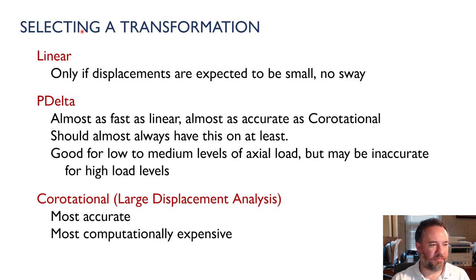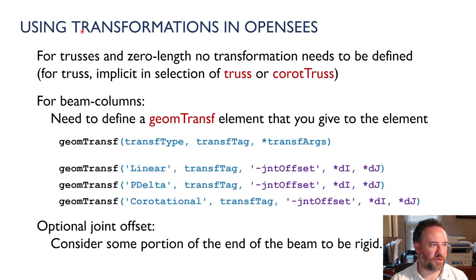This is the minimum type of geometric transformation that we should be doing in our analyses, probably at least P-delta. If you have really high load levels, then it might not be accurate. So it's good for low to medium levels of axial load, which probably applies to most of our situations. We don't usually have axial loads in columns that are so high that we're buckling the columns or something like that, right? Mostly we're interested in P-delta effects because of the global effect of the overturning of the whole building. And co-rotational is the most accurate, but it's also the most expensive. So that I think is pretty straightforward. How do we define the geometric transformations?